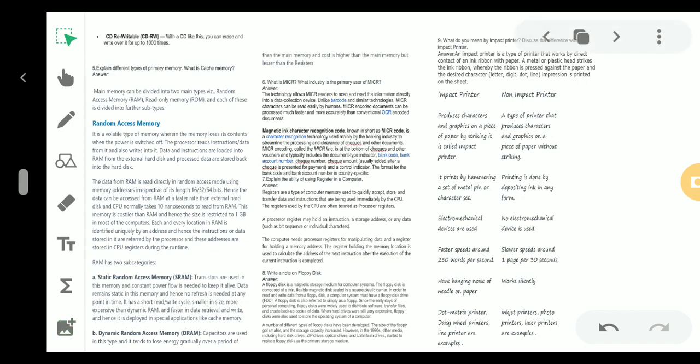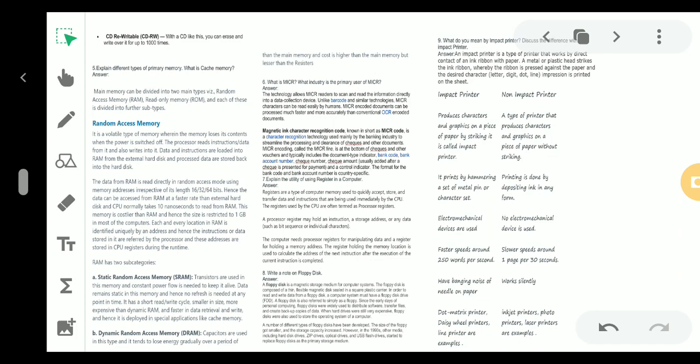Okay, so the next question is, what do you mean by an impact printer? An impact printer is a type of printer that works by direct contact of an ink ribbon with the paper. A metal or plastic head strikes the ribbon, and the ribbon is pressed against the paper.